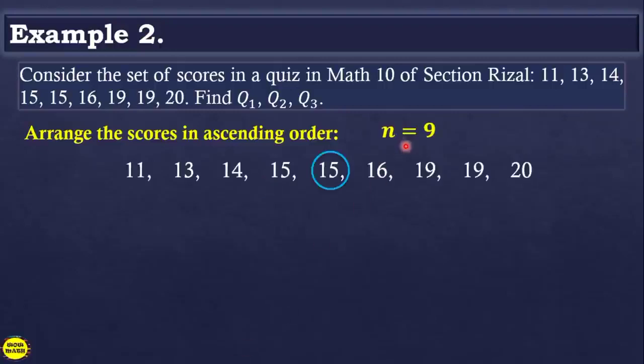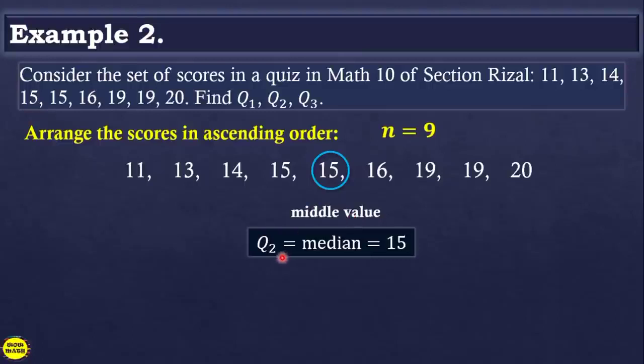Since yung n natin dito is 9, nakuha na natin yung middle value natin and that is 15. So yung middle value na yan din yung second quartile natin. Okay, and then mula dito sa middle value natin, meron tayong apat na score sa left side niya. Kunin natin yung dalawang middle value kasi apat sila. Okay, so therefore meron tayong dalawang middle value para makuha natin yung first quartile natin.